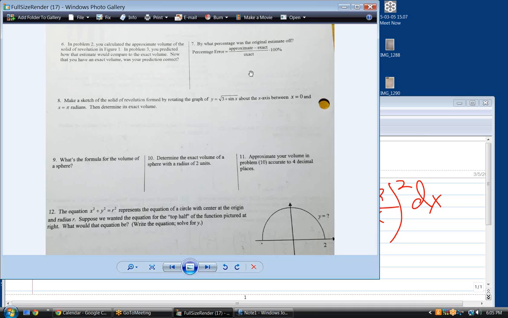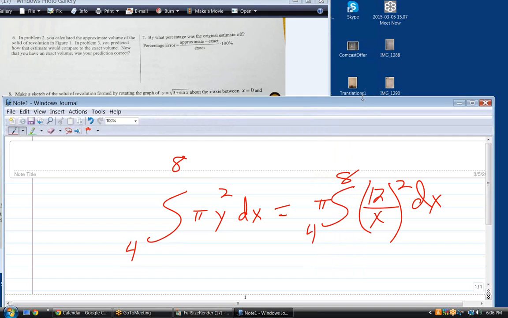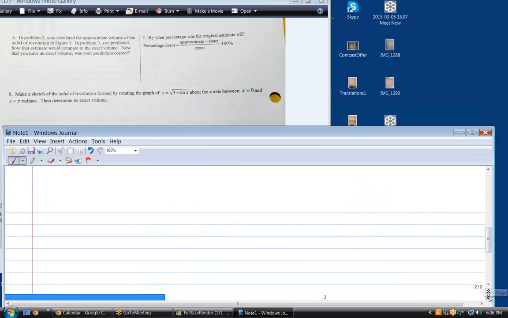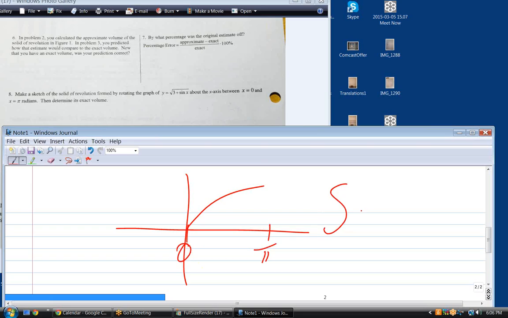How about 8? I can do it, since I can make the sketch and then I can integrate it. Yeah, you don't really need to be able to make the sketch on 8. In other words, as long as you know that the square root function is going to do something like that. And if we're going to integrate that between 0 and pi, then it's just a question of integrating that formula, and then finding the exact volume from 0 to pi.